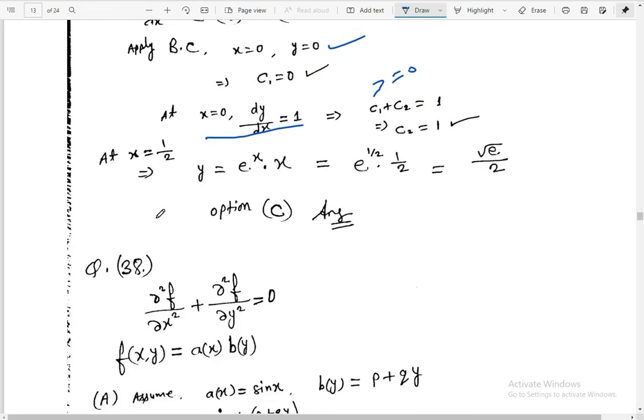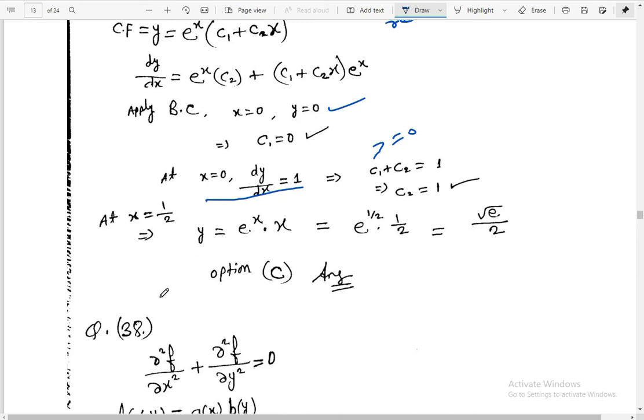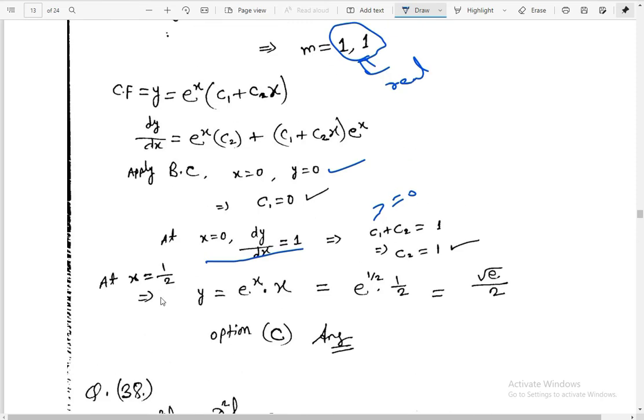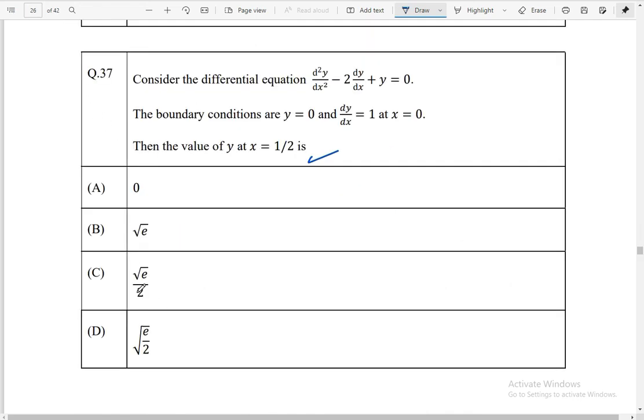At x equal to 1 by 2, from these boundary conditions we got the c1 and c2 values. Once we put these c1 and c2 values in y, we have this equation. Now we put x equal to 1 by 2, and finally we get y equal to root e by 2. So option C is the right answer.